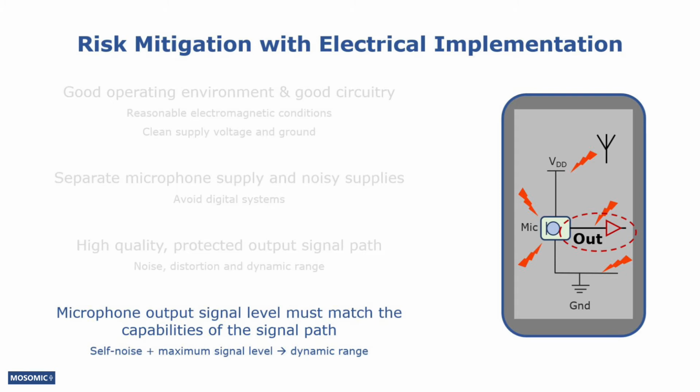The capabilities of the components or systems, such as amplifiers, that receive the microphone output signal must match the signal levels that the microphone outputs. To prevent addition of noise, the self-noise level of the signal path must be significantly below the noise level of the microphone output signal. The maximum signal level that the interface can handle must be so high that it can handle the maximum signal level that the microphone may output.